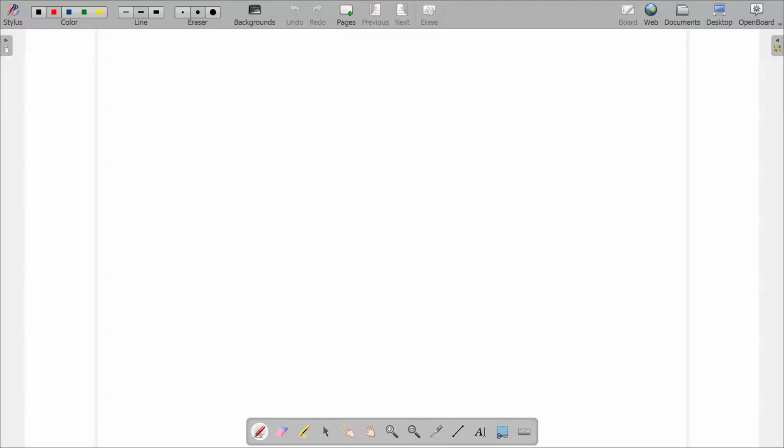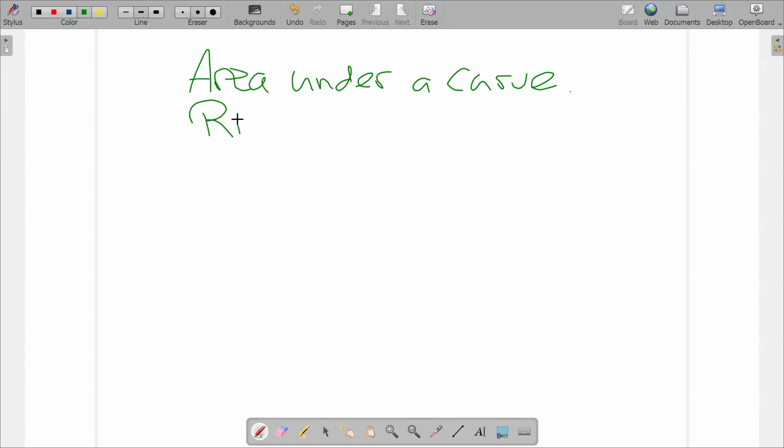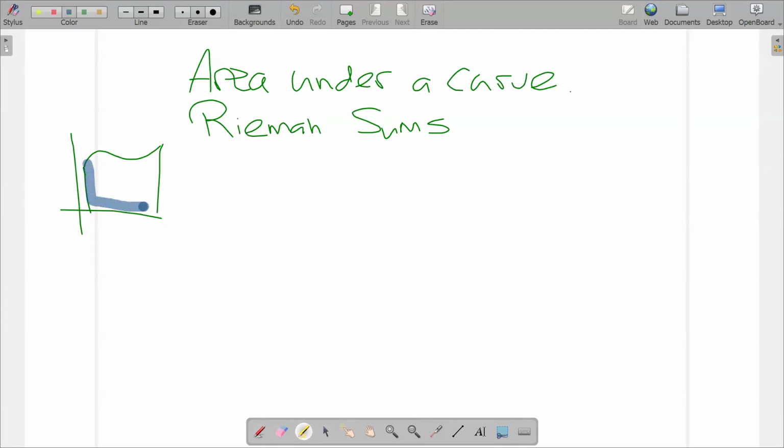All right, let's go. So the big idea is the idea of area under a curve, which is the main problem we've been looking at. And with area under the curve, we've been using Riemann sums. So take some kind of generic function; you want to know what that area is in here.